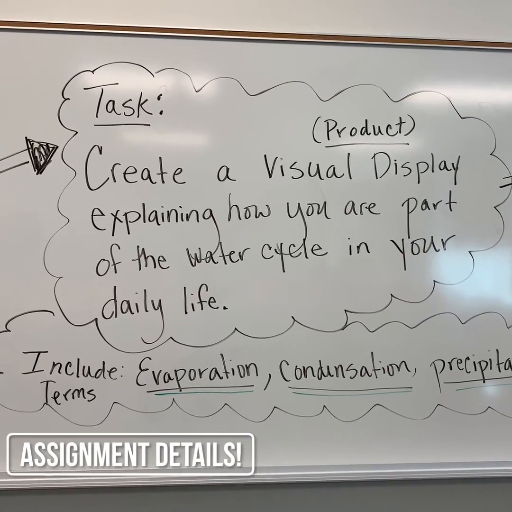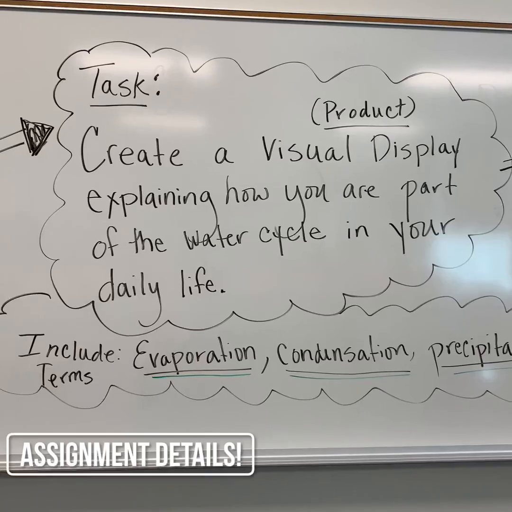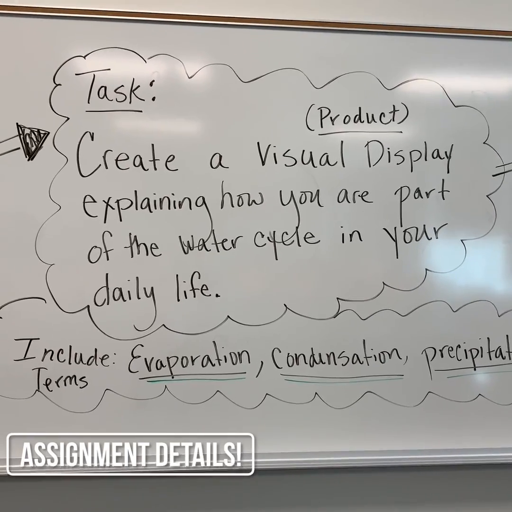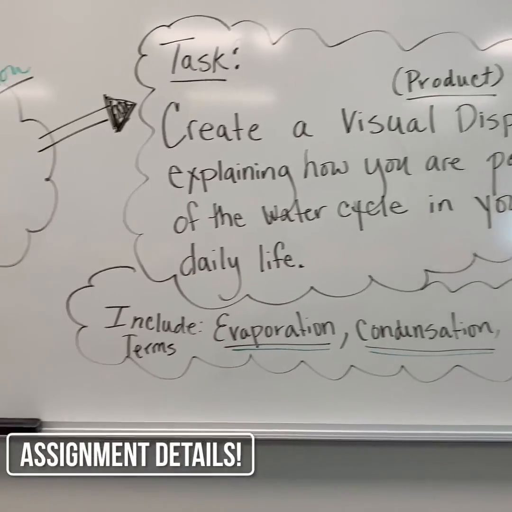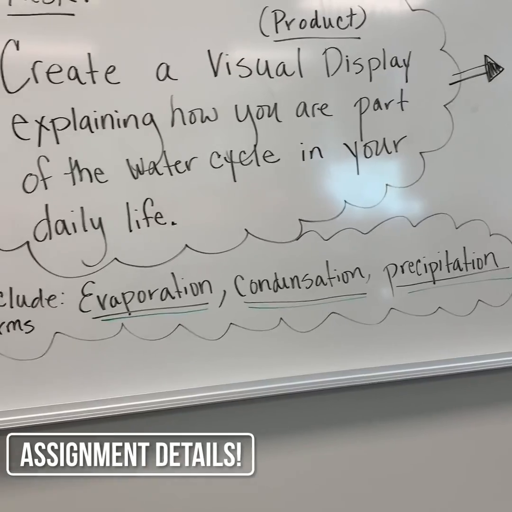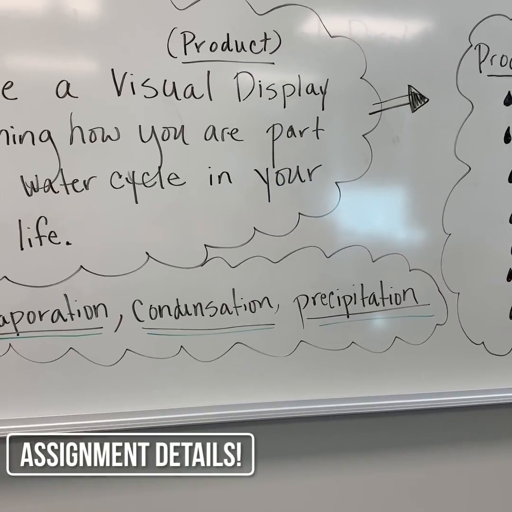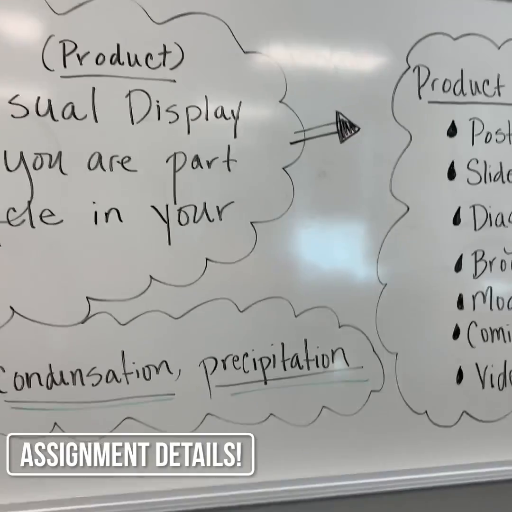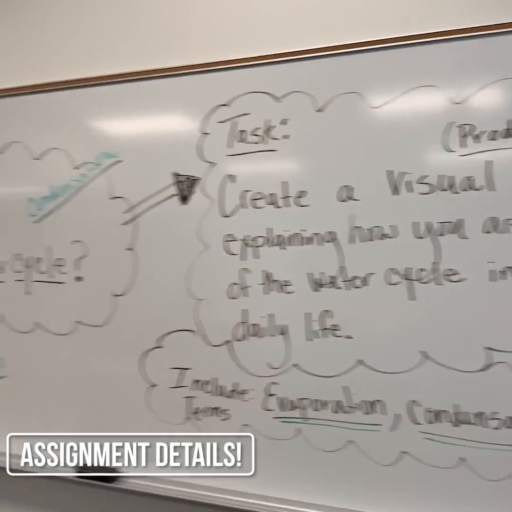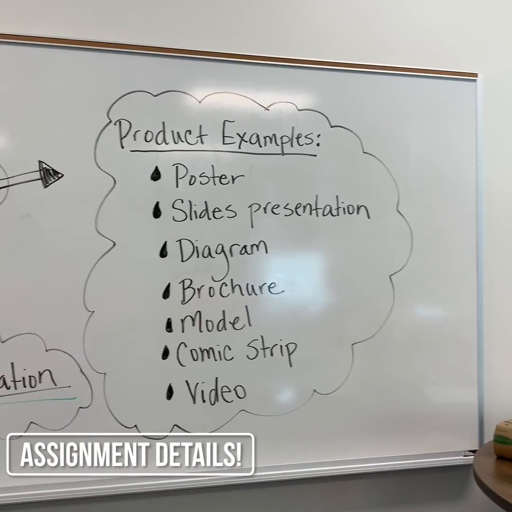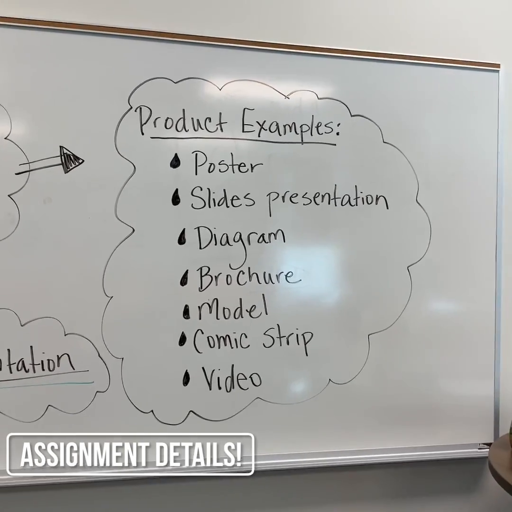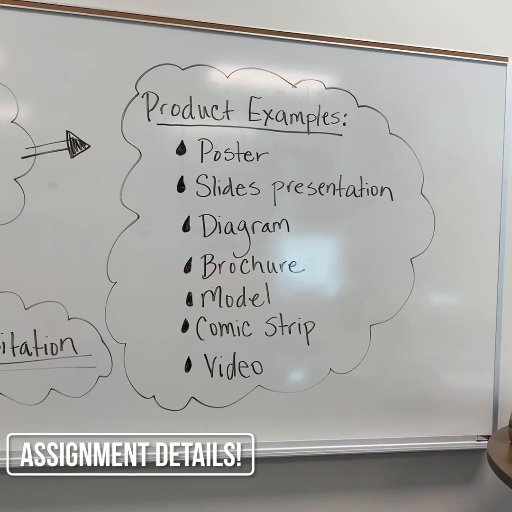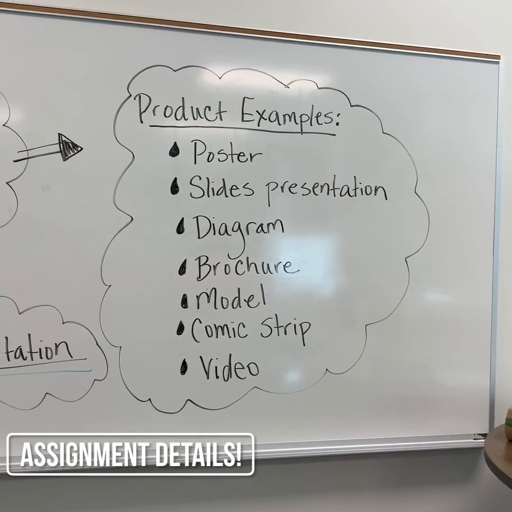We want you to create a visual display, which is also known as a product, explaining how you are part of the water cycle in your daily life. You need to make sure that you include these terms: evaporation, condensation, and precipitation. There are lots of different kinds of products that you can do to show us how you are part of the water cycle. And here is a list of some product examples. You can make a poster, you can make a slides presentation, a diagram, a brochure, a model, a comic strip, a video, and there are other things that you might want to come up with.